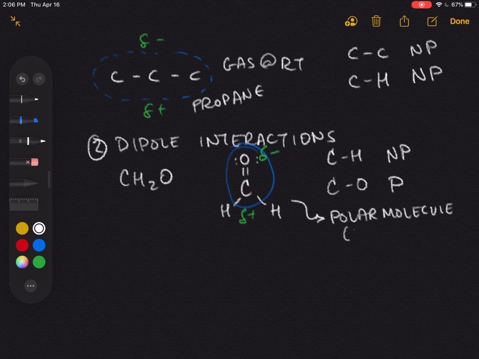Therefore, it has what we would call a dipole. It has two poles. Because it has a positive and negative end to it, it has a dipole. So dipole interactions occur between molecules that have dipoles. Now, it could be the same molecule, or they could be different molecules.